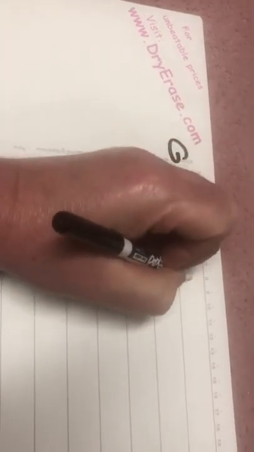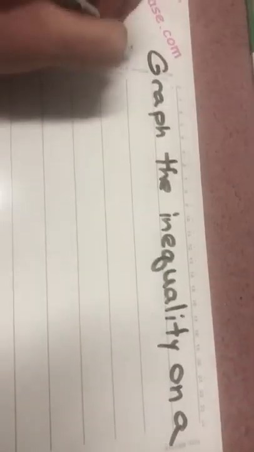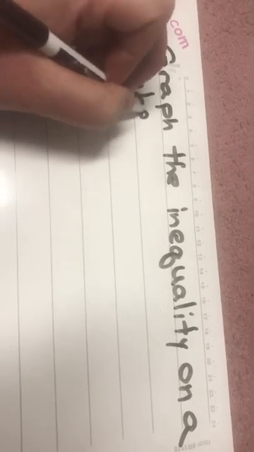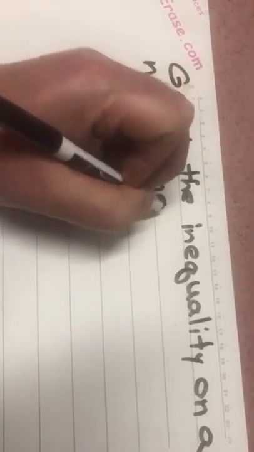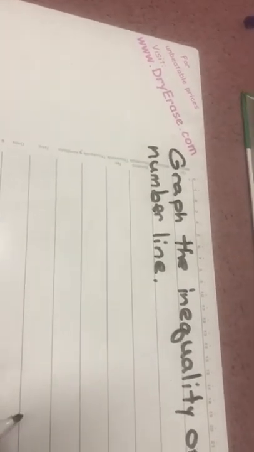Last part. And this is just a review of what we did yesterday. And I want to do a couple specific examples to kind of answer some questions that there may be. And it's going to tell you to graph the inequality on a number line. Okay? So, yesterday we were pretty much working with whole numbers.